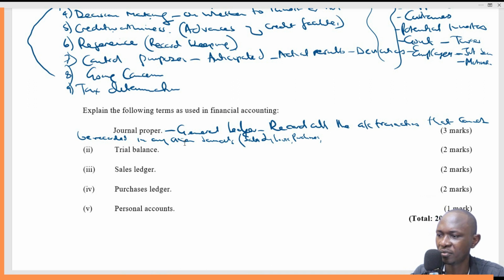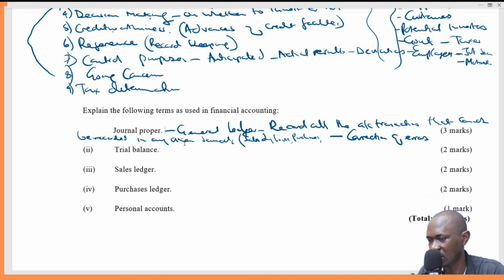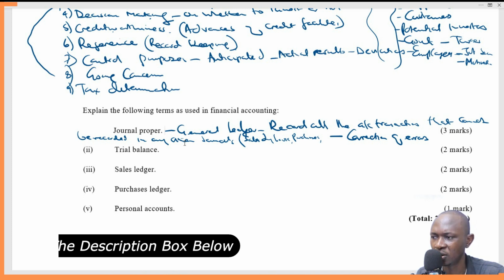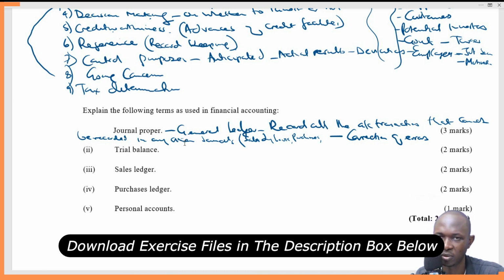And apart from just that, it's used to record all the other transactions, like opening stock, closing stock, purchase of non-current assets on credit, such stuff. Those will find their way in the journal proper. And even correction of errors, very important, correction of errors. And we actually did correction of errors, I think it was in question 1 of this same paper. We correct errors by use of this journal proper, the general journal.